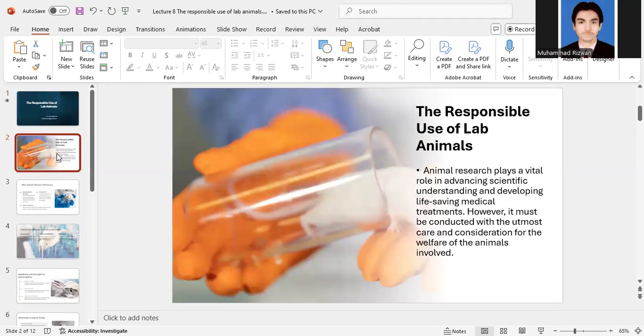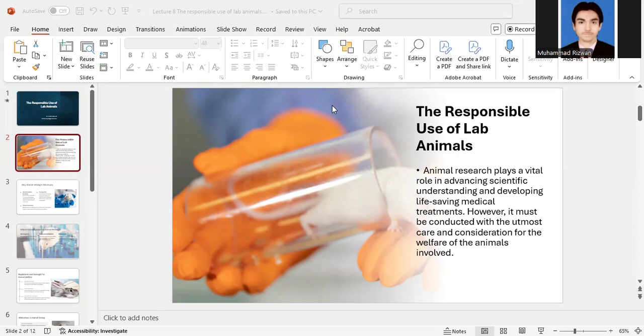So the responsible use of lab animals: animal research plays a vital role in advancing scientific understanding and developing life-saving medical treatment. For my whole life, for the last more than 20 years, I'm using the lab animals for my research, either on therapeutic proteins, or on stem cells. For all these, we have to use the animals for our research, and they are very important.